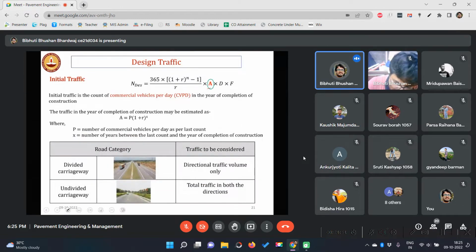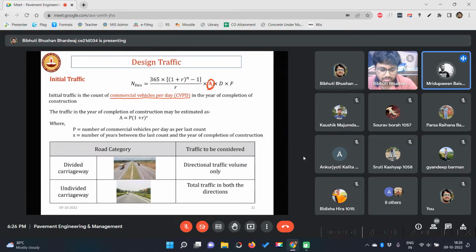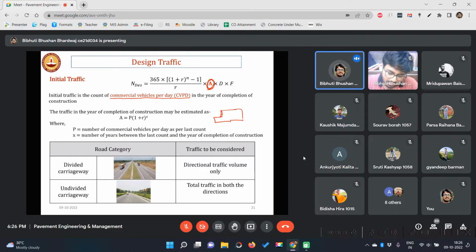First is initial traffic, this A. What is this A? As I said, initial traffic is commercial vehicles per day. Now, what is a commercial vehicle? How do you differentiate a normal vehicle from a commercial vehicle? Any idea? Maybe Baban? No idea. See, in pavement design, commercial vehicle means any vehicle that carries a load more than 3 tons. If it carries a load more than 3 tons, then it's called a commercial vehicle.